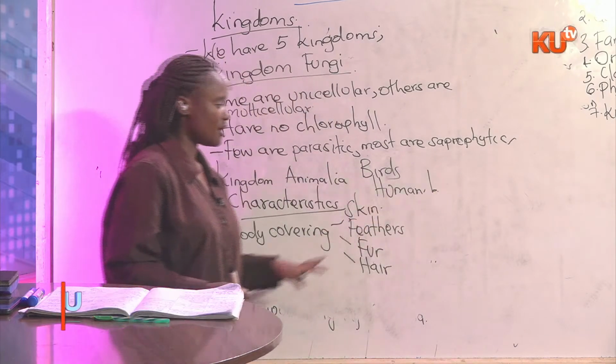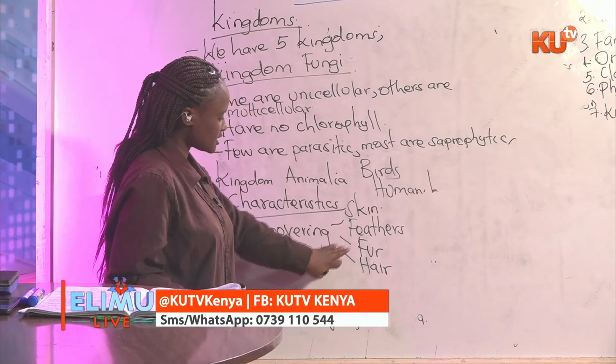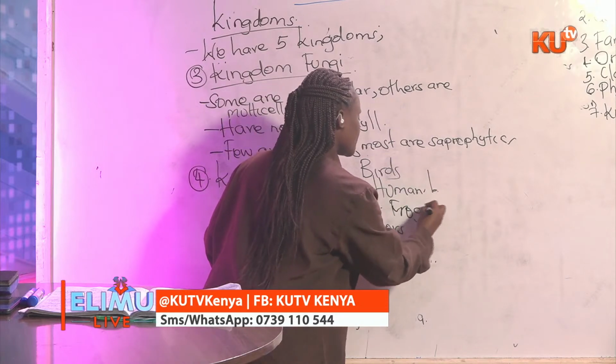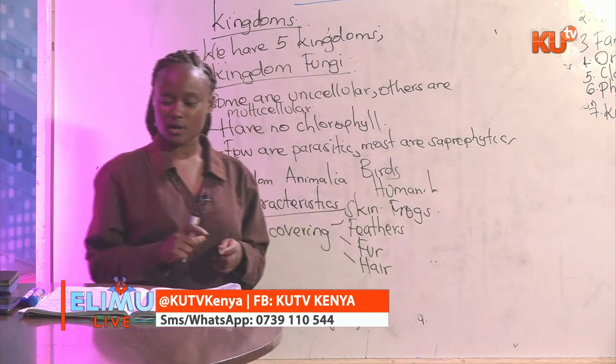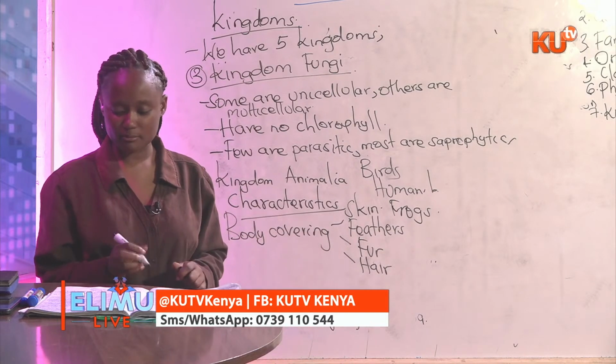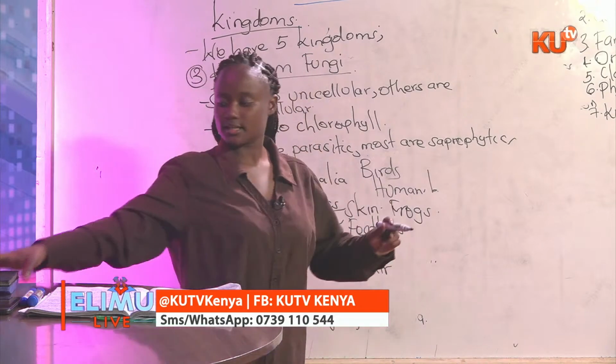We also have the likes of skin, feathers, fur, hair. We have the frogs, chameleon. So that is in animals. And then in plants, we look at characteristics in plants.